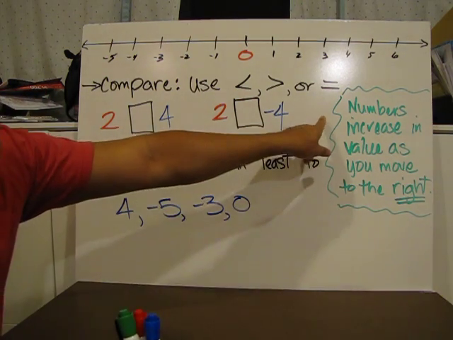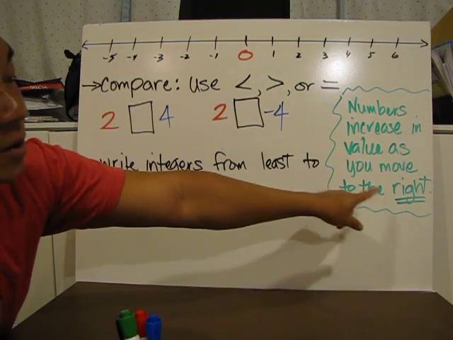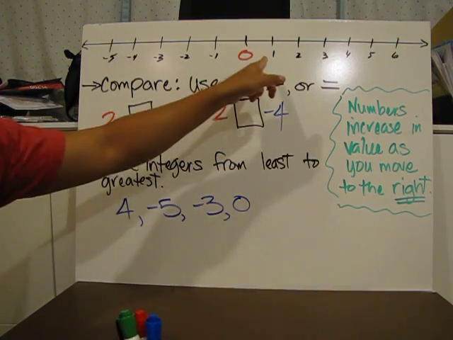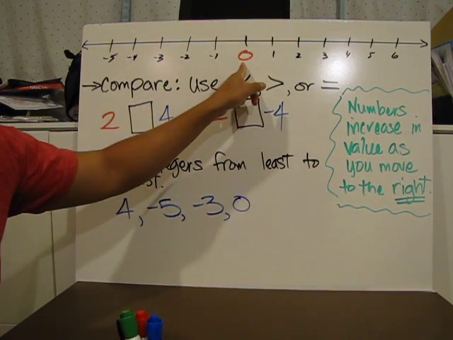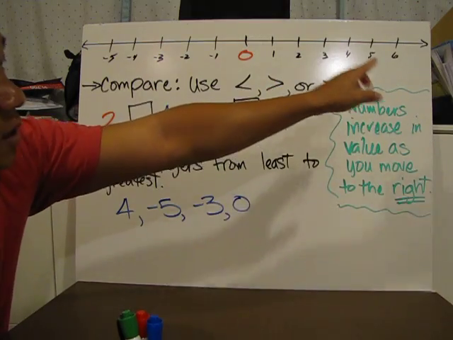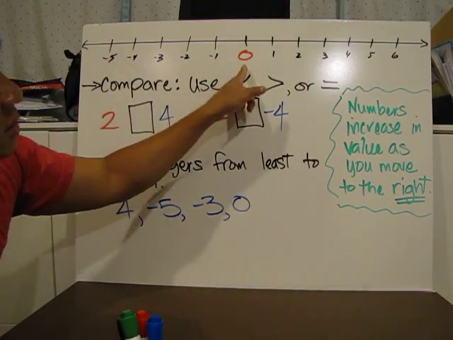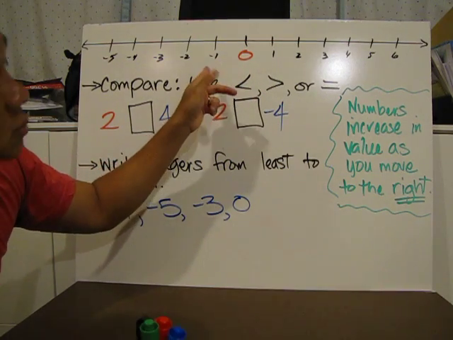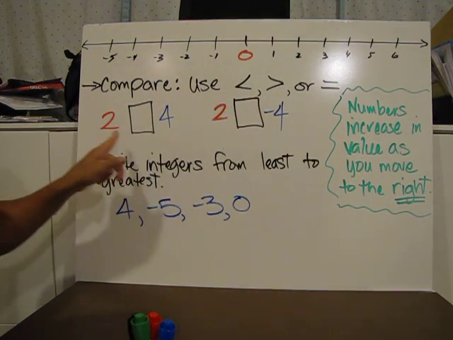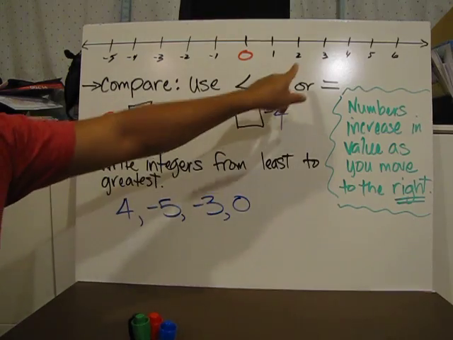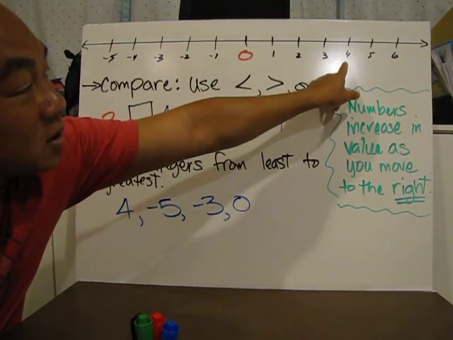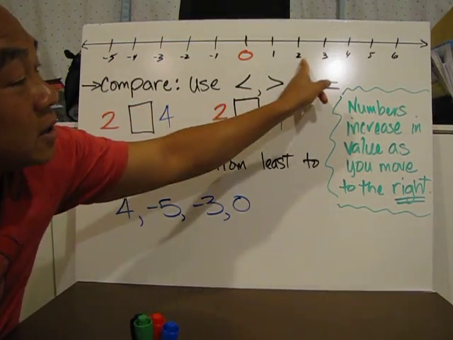Here's the thing. Numbers increase in value as you move to the right. So 1 is bigger than 0. As you keep moving further this way, whatever number is this way is bigger than any number this way. So 0 is bigger than -1. True. So let's compare 2 and 4. Here we have 2, and here we have 4. The 4 is further to the right of 2.